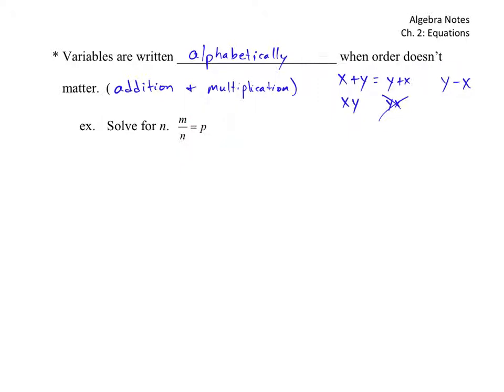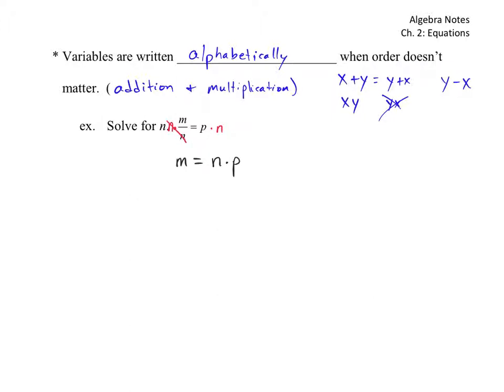So if you're ever solving for a variable in the denominator, I recommend this be your first step. That denominator is kind of like a trap. We want to get the n out of the denominator, and we do that by multiplying both sides by n. When we do that, we free up the n. It's not trapped in the denominator. I just have m equals. And going with what I said before, variables are written alphabetically when order doesn't matter. n comes before p in the alphabet, so we're going to do n times p.